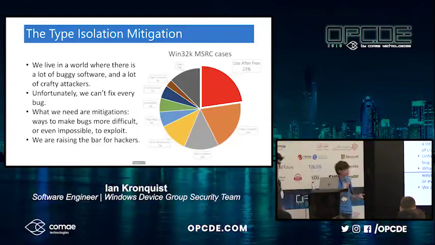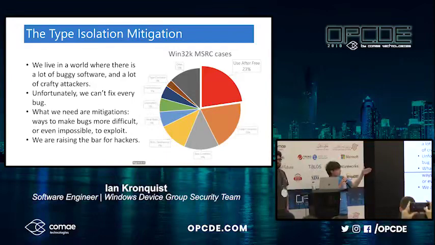Now, at Microsoft, we're fortunate to have a historic database of bugs and vulnerabilities. And we've been able to look at what the problems have been in Win32K, you know, Windows's graphics drivers, and we found that 23% of these vulnerabilities, of these exploits, have been use after frees. And this is a relatively simple, homogeneous sort of bug class, which makes it a great target for a mitigation.